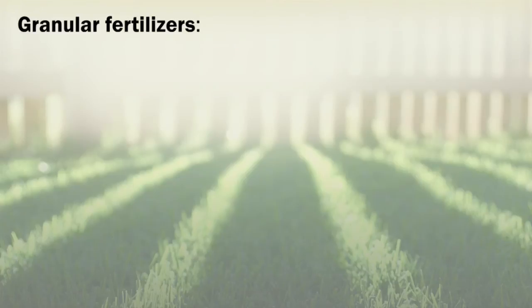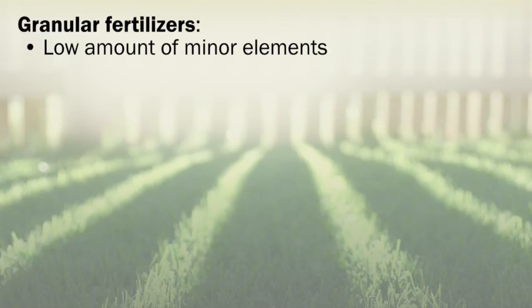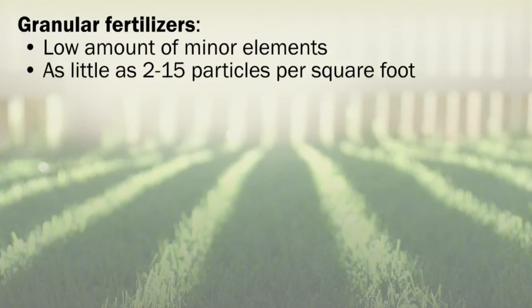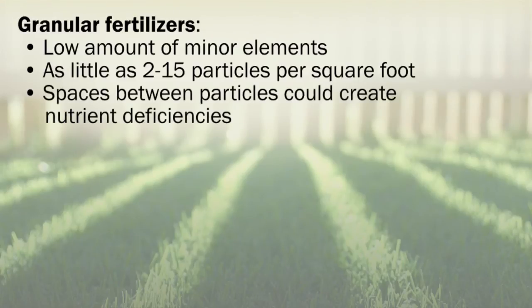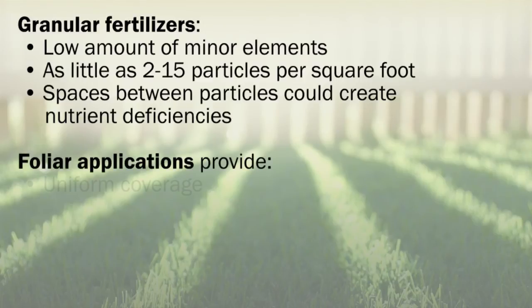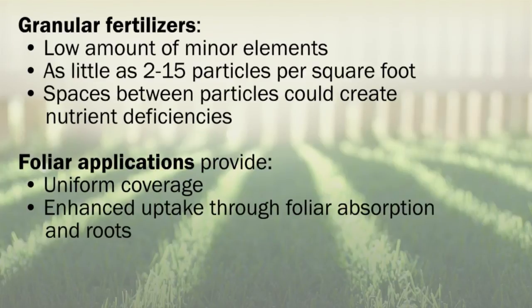To summarize, minor elements are an essential part of any turf fertility program. However, in granular blended fertilizers, the amount of minor elements are very low and may account for as little as 2 to 15 particles per square foot. The spaces between these particles are large enough to create potential nutrient deficiencies. If you feel this may be a concern in your fertility program, you may consider adding minor elements through foliar applications. Foliar applications provide uniform coverage and enhanced uptake through both foliar absorption and root uptake.